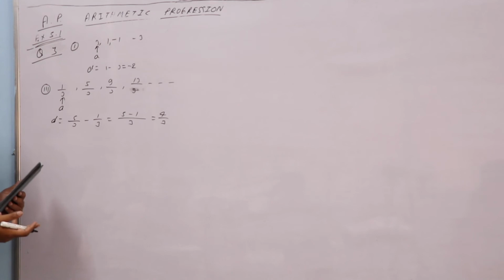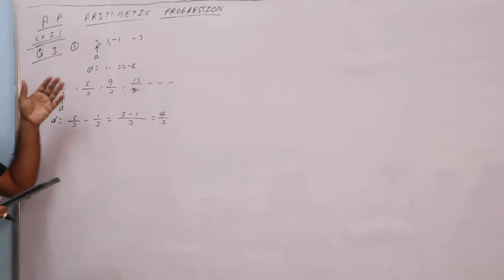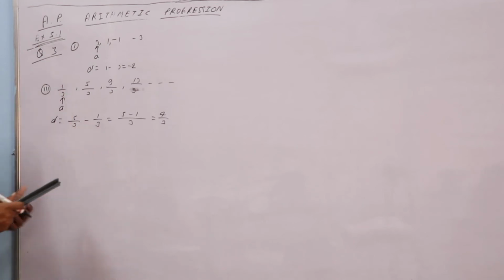Done? Yes or no? No need to find d two times, because it is given in the question that it is an AP. If it is an AP, why find it two times? It's just a waste of time.